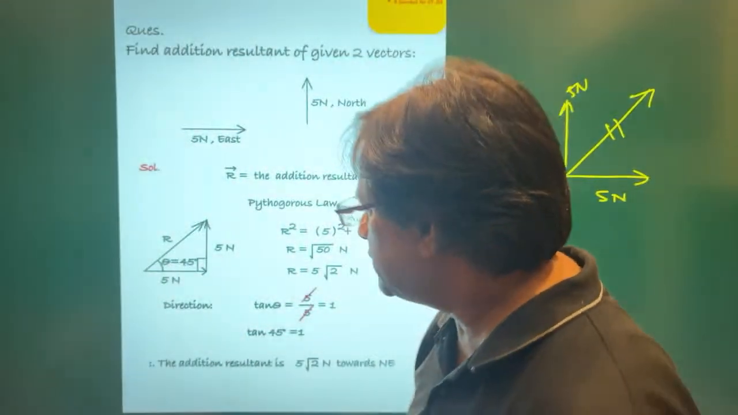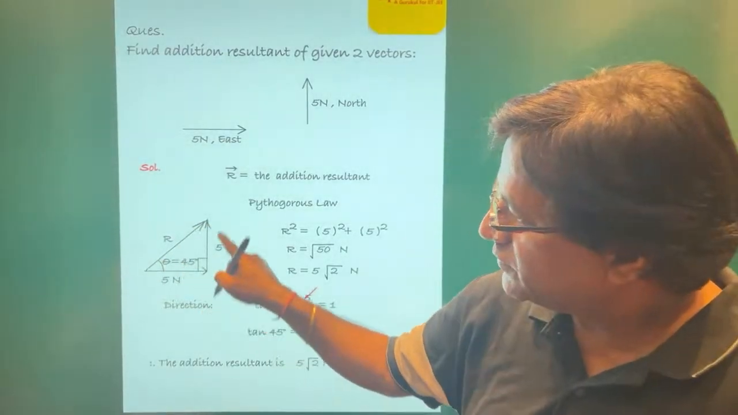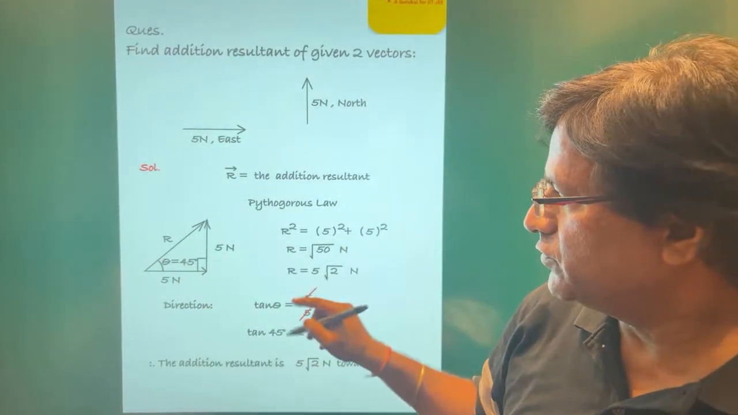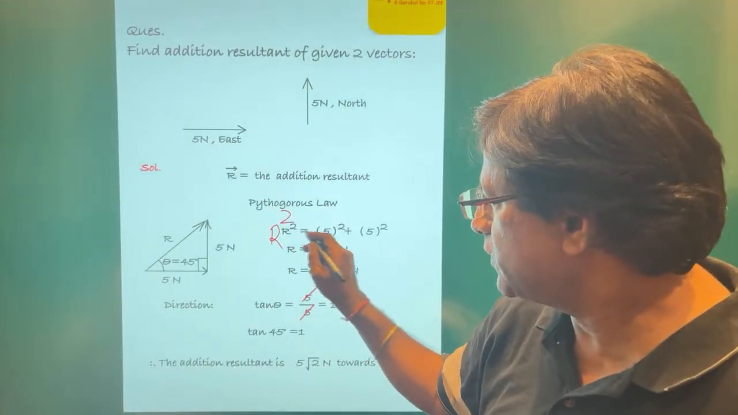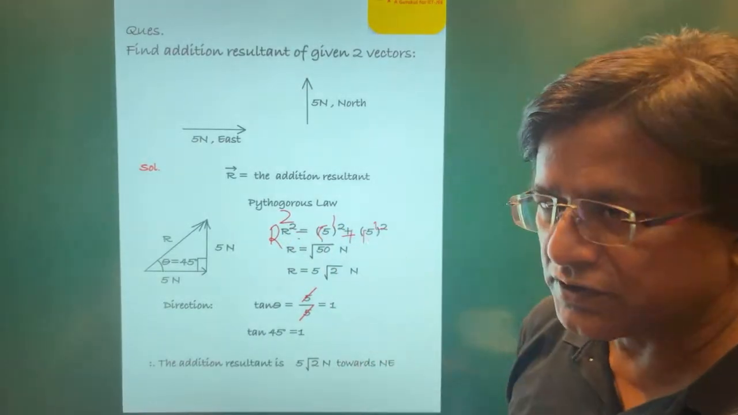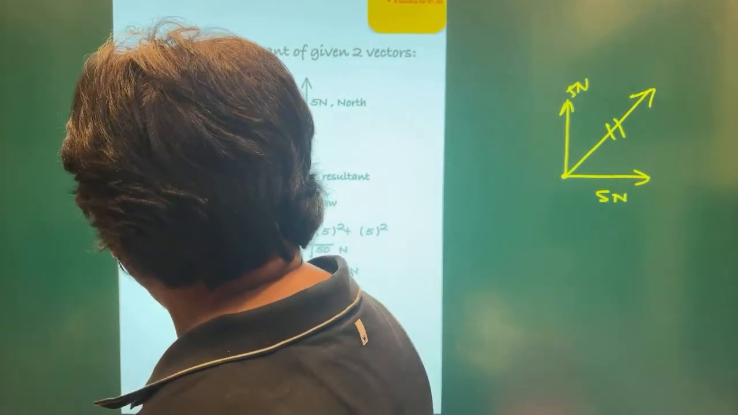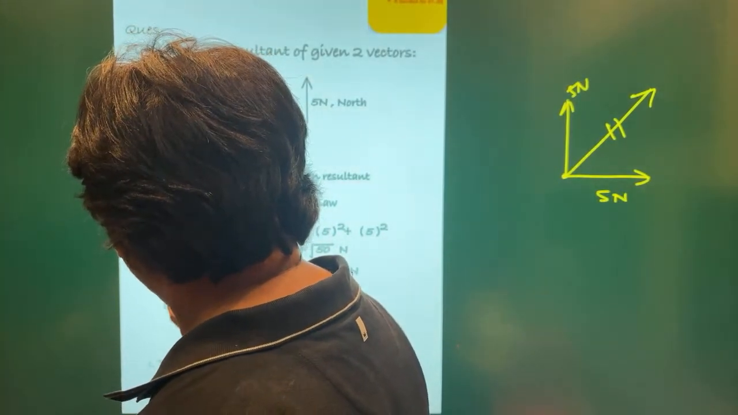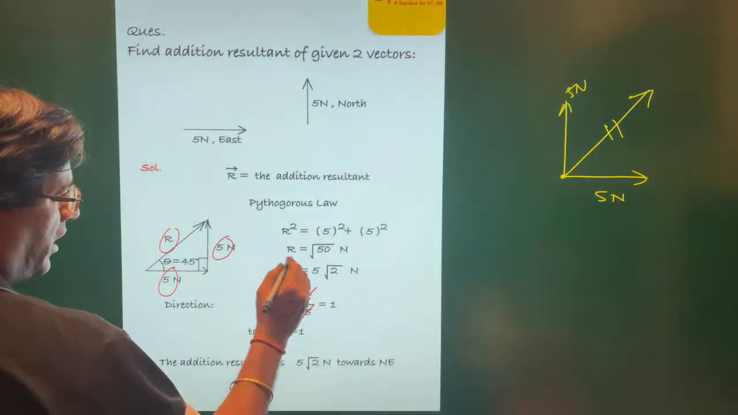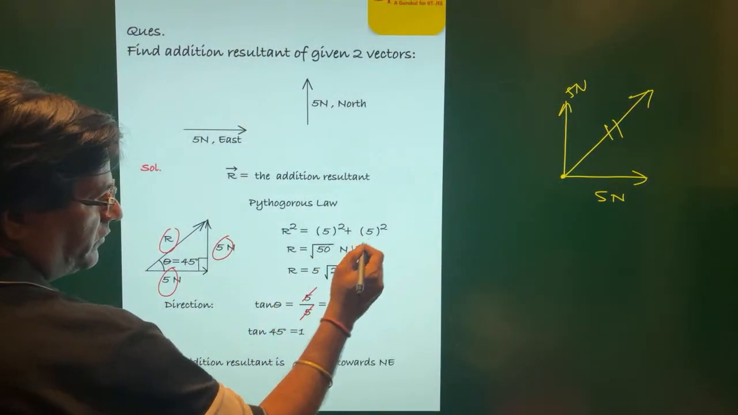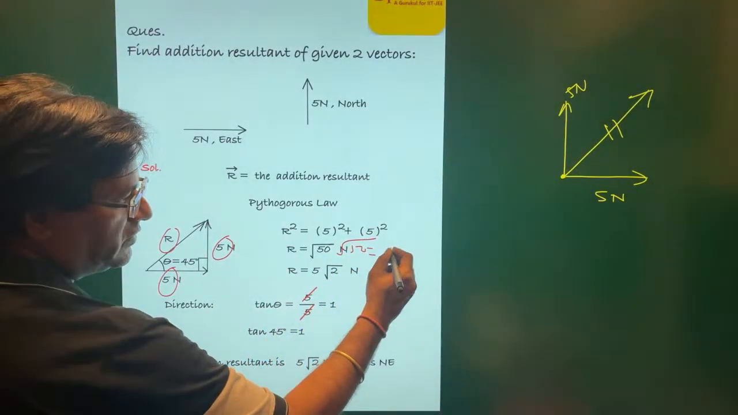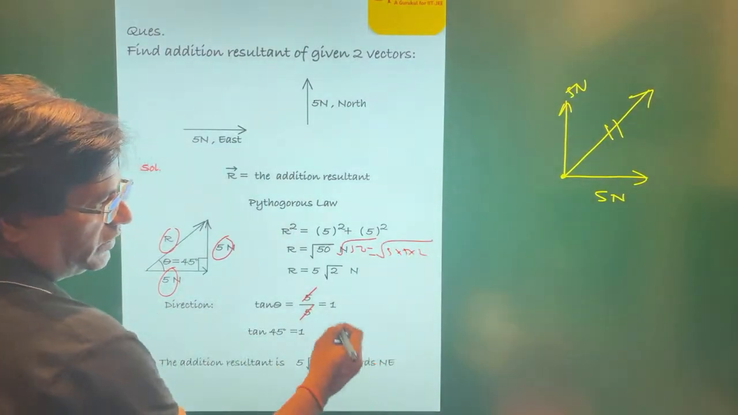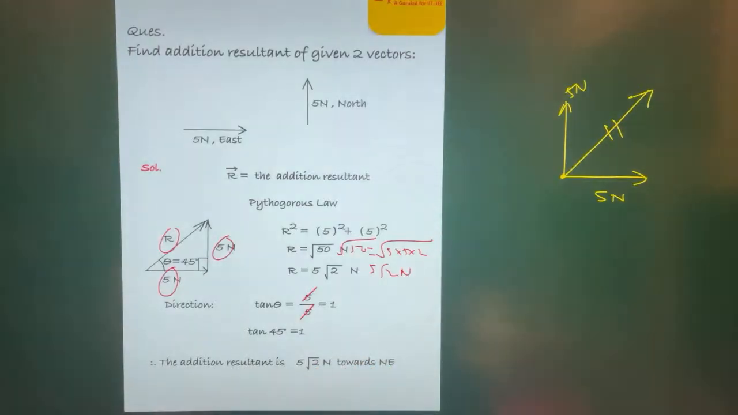Now we have to find its magnitude, so to find the magnitude we will take help of Pythagoras law. According to Pythagoras law, this resultant square will be 5 square plus 5 square, right? We know this. In Pythagoras law, the square of the hypotenuse is the sum of the squares of these two, right? So R square will be 25 plus 25, and then we have to take root, so it will give root 50. Now root 50 we can write as 5 into 5 into 2, that means 5 will come out, we will say 5 root 2 Newton, right?